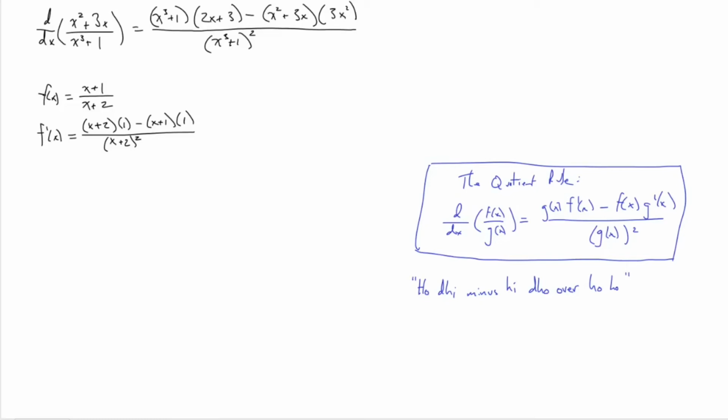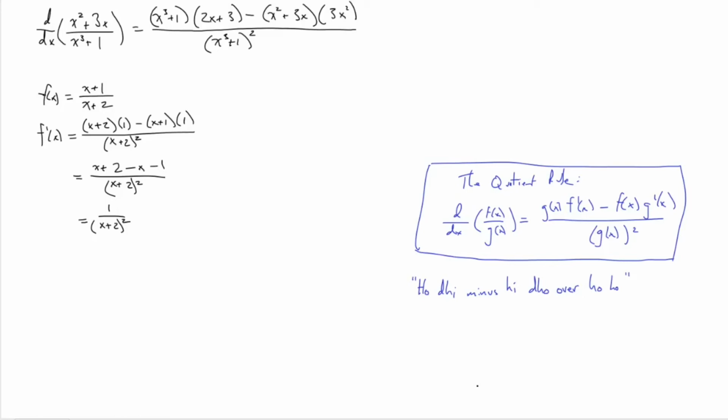And the derivative is ho dee hi minus hi dee ho over ho ho. That's the bottom, x plus 2, times the derivative of the top. The derivative of the top is just 1, minus the top, x plus 1, times the derivative of the bottom, which is just 1, all over the bottom squared. And when you do a little algebra to simplify, you see that some things cancel, and you end up with 1 over x plus 2 squared.